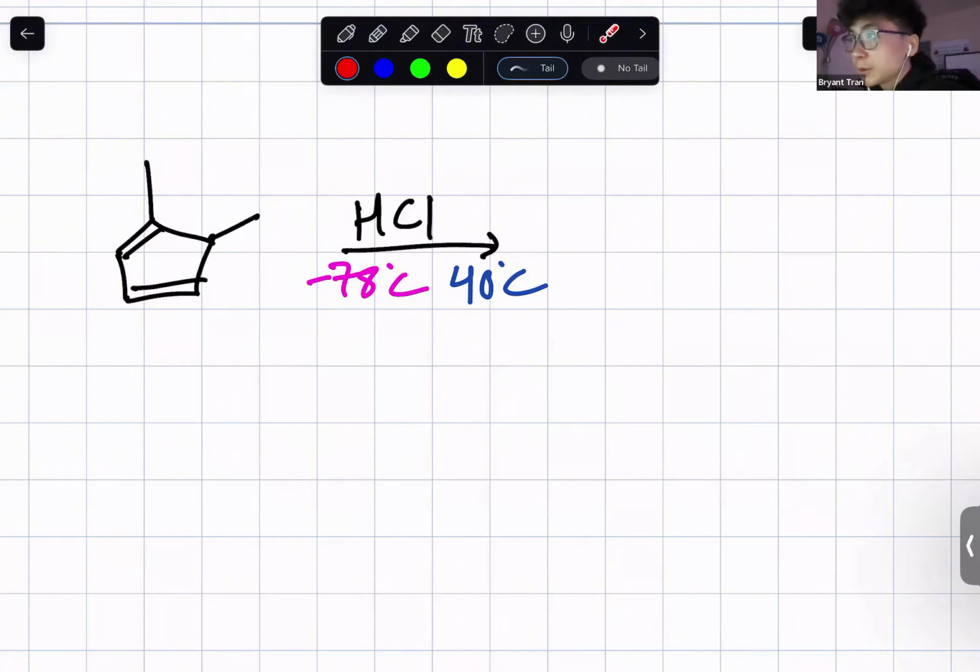Yeah, I see that you got the two resonance structures correct, but how did you get to the kinetic product and thermodynamic product? What was your thought process? I put the Cl on the more substituted carbon.